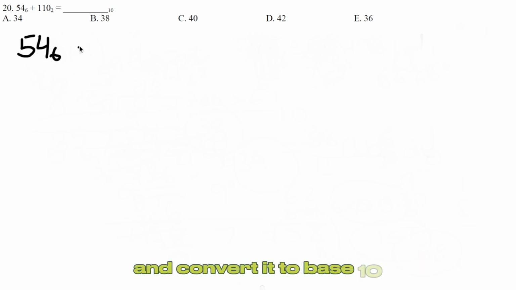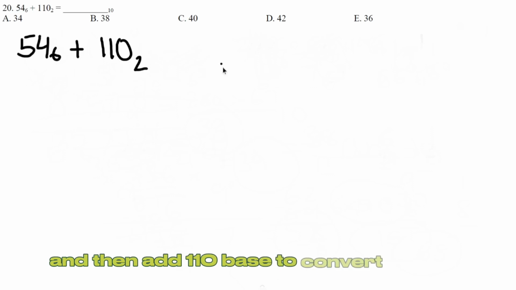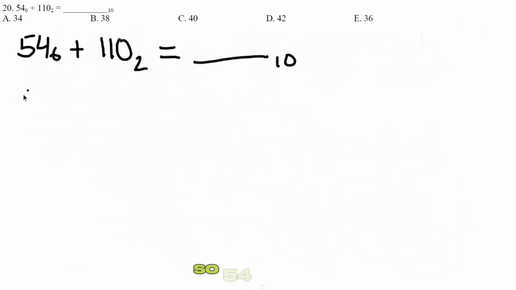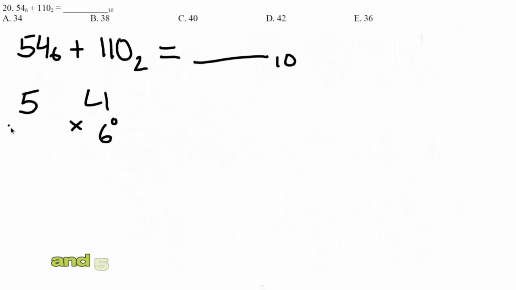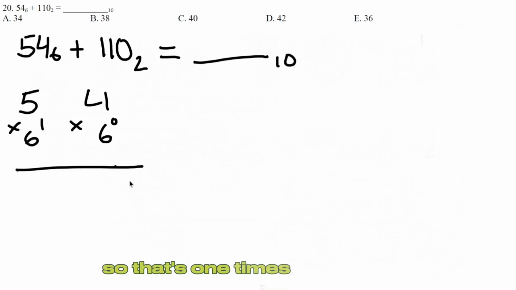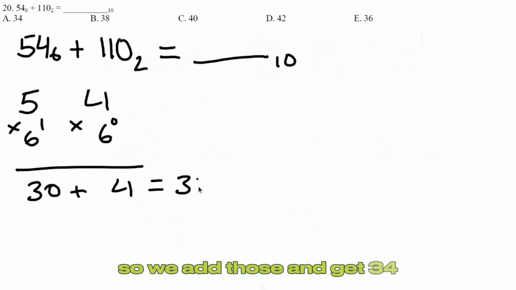Next up, 54 base 6 plus 110 base 2 equals what base 10? So all we have to do is figure out what 54 base 6 is in base 10, and then add 110 base 2 converted to base 10. And that should get us our answer. So 54 base 6. So 4 times 6 to the power of 0 because it's in the ones place, and 5 times 6 to the power of 1 because it's in the tens place. So that's 1 times 4, which is 4, and 5 times 6, which is 30. So we add those and get 34.